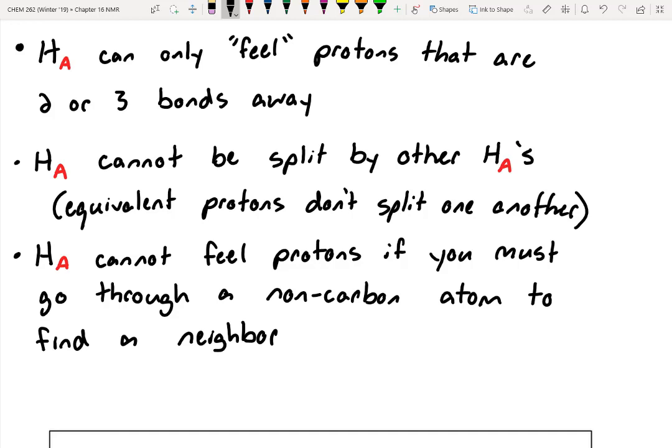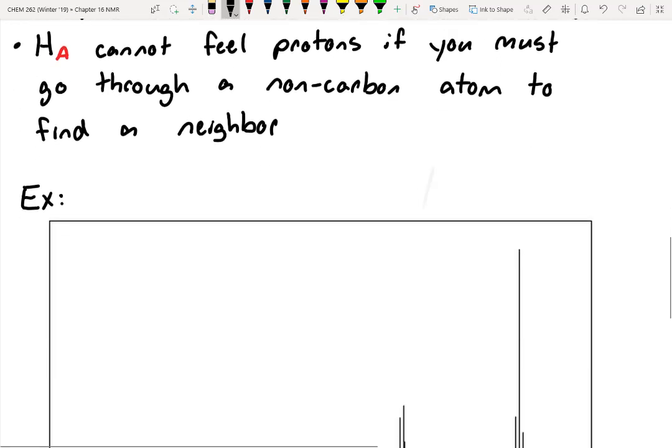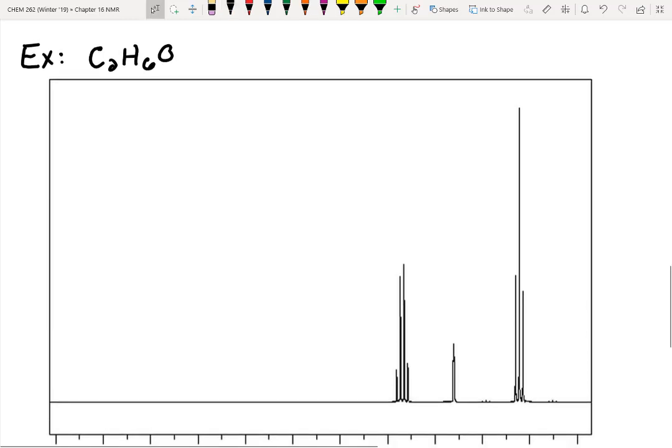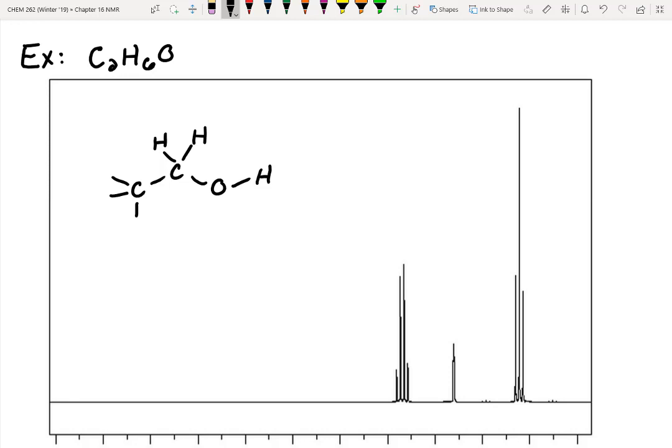So let's take a look at this in an example. In this example, we're going to be looking at C2H6O. We can even draw out this molecule. We've done this a couple times in class already, but we'll try to make sense of an actual NMR spectrum. So we've got ethanol over here.